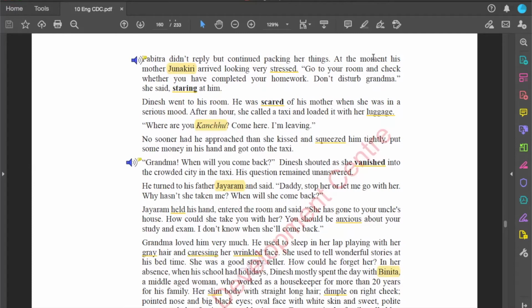That's Son's mother, Dinesh's mother, and Pavitra's daughter-in-law. See the relation? Daughter-in-law.